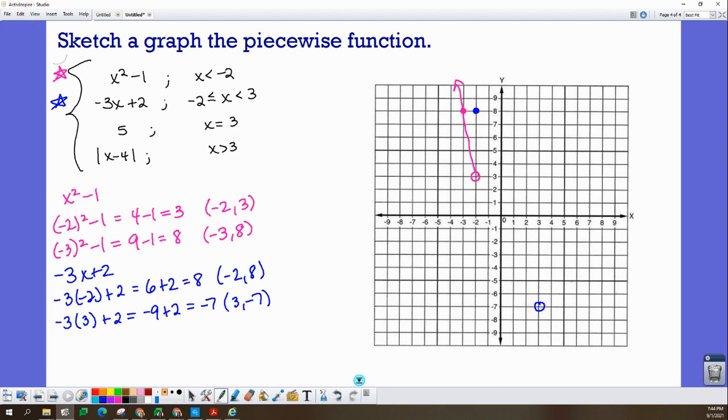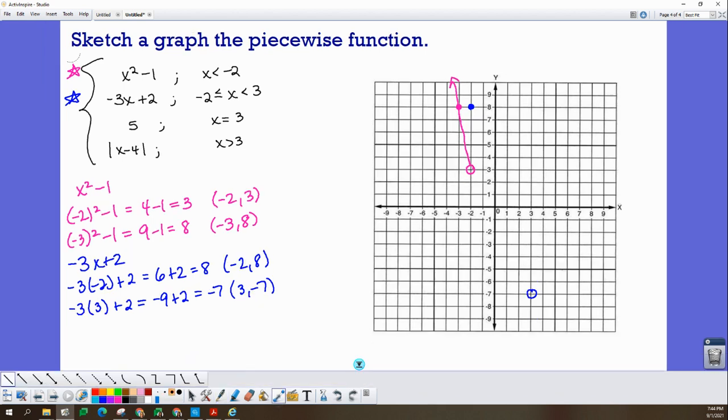There it is. And now we can graph our line using those 2 points, like so.